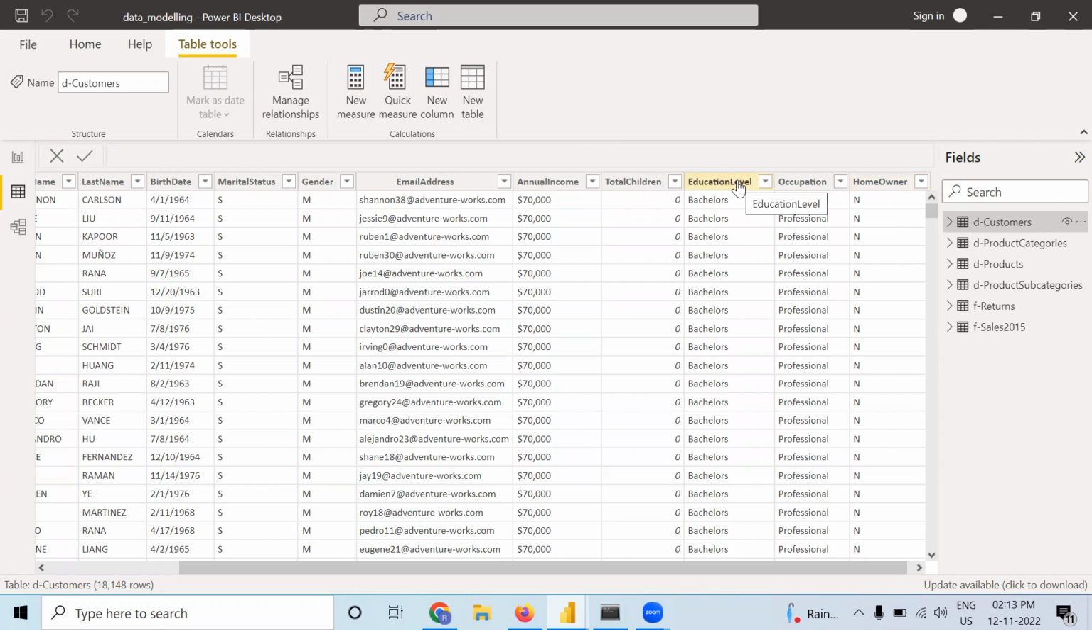DAX, data analysis expressions. There are some sets of formulae which we can use. I have already shared a particular PDF in your group. You can go through it. Many DAX functions are explained over there. It is a PDF by Microsoft.